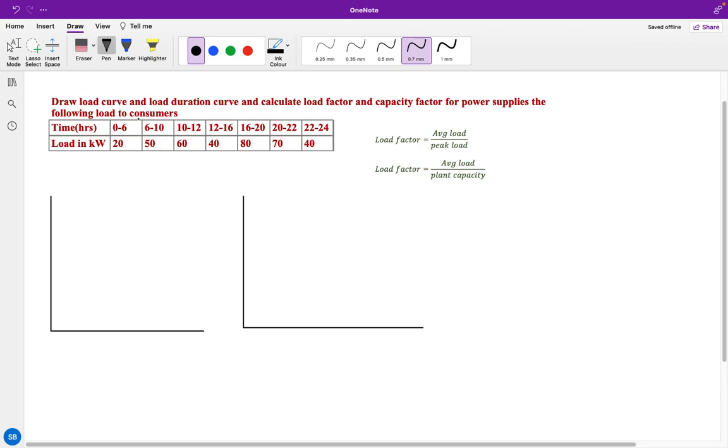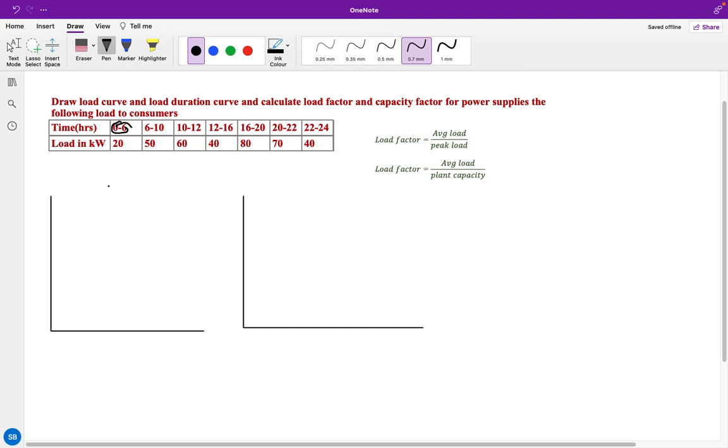The following load is given to the consumer, or the power will be supplied to the consumer. With respect to time, the load is given: for 0 to 6 hours, 20 kilowatt; 6 to 10, 50 kilowatt; 10 to 12, 60 kilowatt; 12 to 16, 40 kilowatt; 16 to 20, 80 kilowatt; 20 to 22, 70 kilowatt; and 22 to 24 hours, 40 kilowatt has been provided to the consumer.